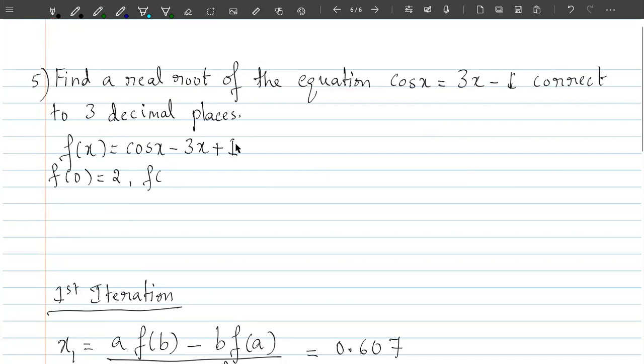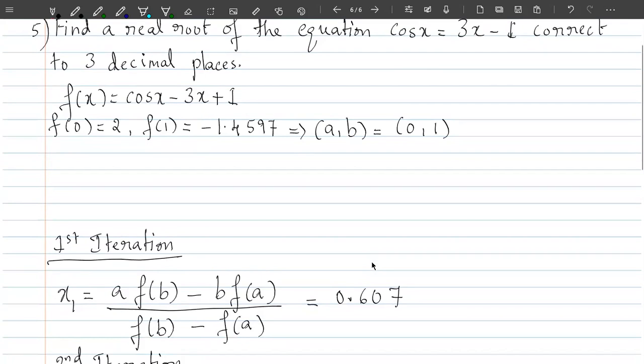What is f of 1? F of 1 is equal to minus 1.4597. So what does this say? That means the answer lies between 0 and 1, because for an interval a comma b, the sign of f of a and f of b should not match. Here you have a positive sign and here you have a negative sign. Please remember that when you are solving this, you will have to use radians mode because you have a trigonometric function, that is cos x here.